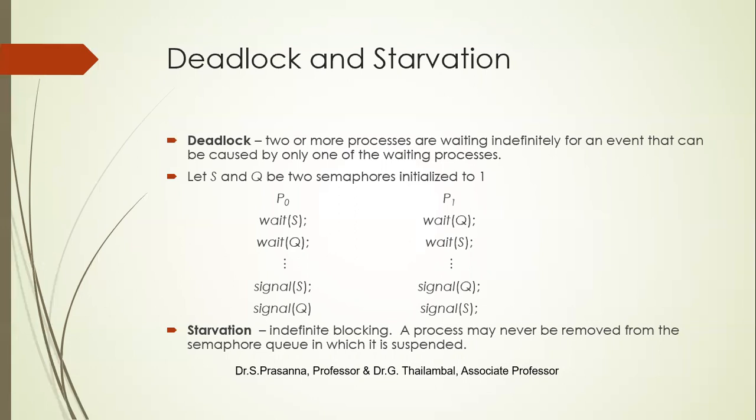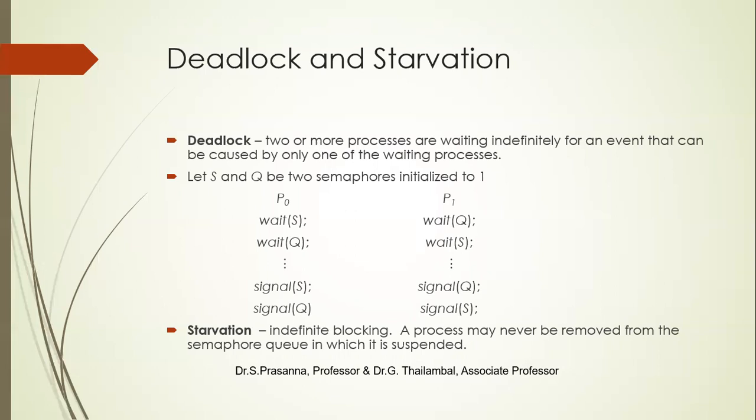The signal has not been given by P0 for Q, but P1 is requesting Q, so it is waiting for Q. But the signal is not given for P0 for S, which means P0 is waiting for S and P1 is waiting for Q. Both the semaphore variables are actually blocked by P0 and P1. So therefore, none of the processes is going to get executed.